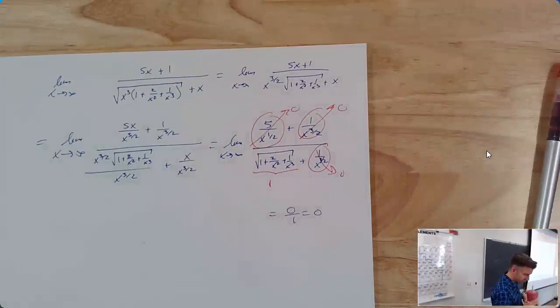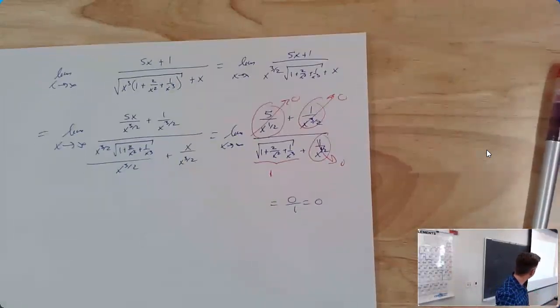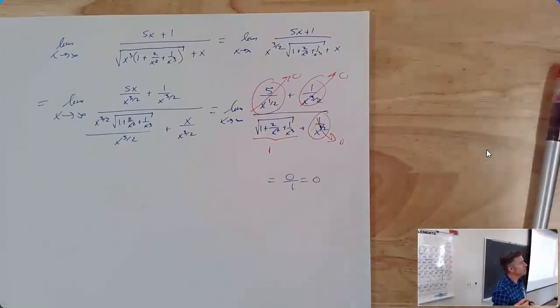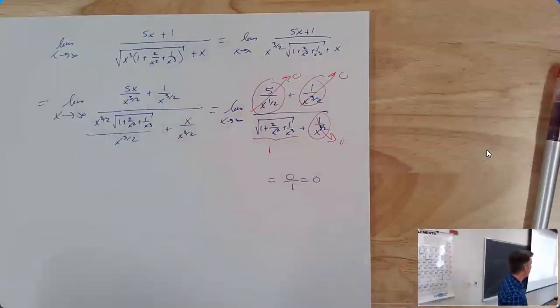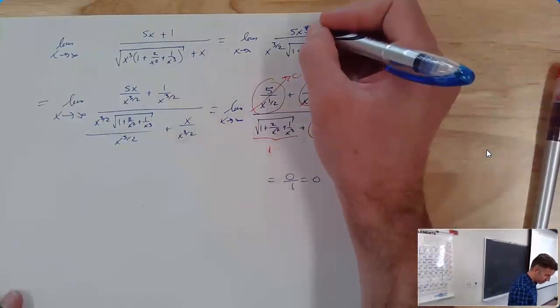Basically, anything with x and whatever at the denominator goes to 0, as long as the power of the denominator is a higher power than the power in the numerator. I should rephrase: as long as the degree in the denominator is a higher degree than the degree in the numerator. So in this one, we ended up getting 0 because the highest power of the denominator was x to the 3 halves, which is bigger than the highest power in the numerator, which is x to the 1st.